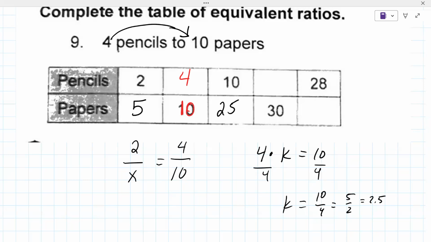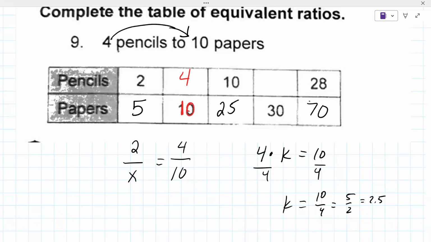So that would become 56. Try again. 28 times 2.5. Yes, 70. 70 is correct.